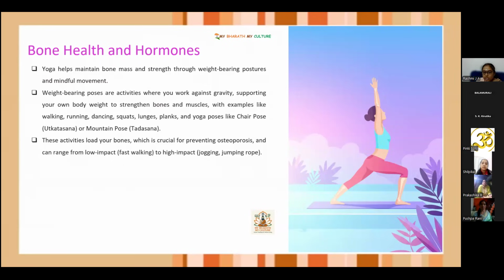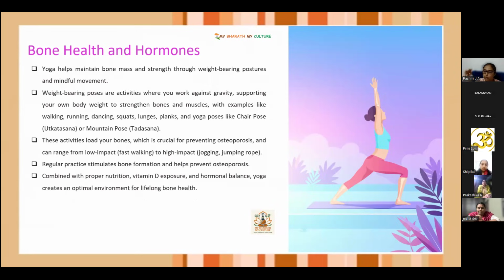So these activities load your bone, which is crucial for preventing osteoporosis, and can range from low impact, fast walking, to high impact jogging or jumping, all these things. Then regular practice stimulates bone formation and helps prevent osteoporosis. Combined with proper nutrition, vitamin D exposure, and hormonal balance, yoga will create an optimum environment for lifelong bone health.